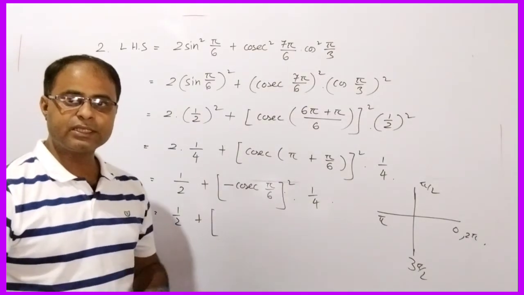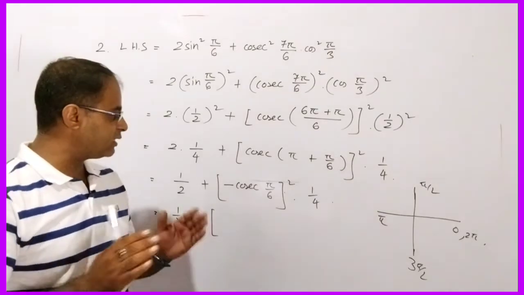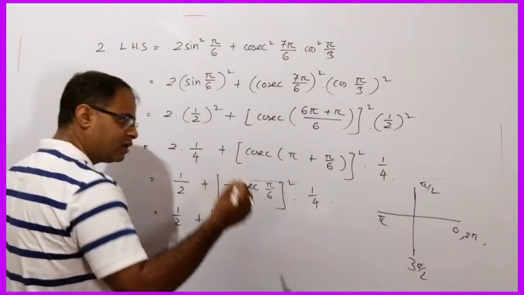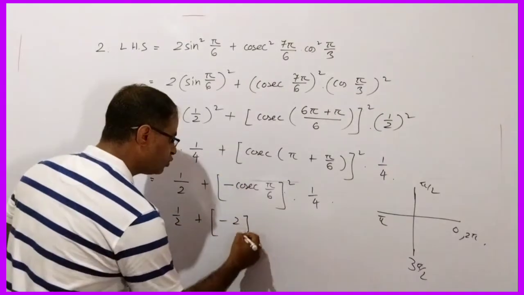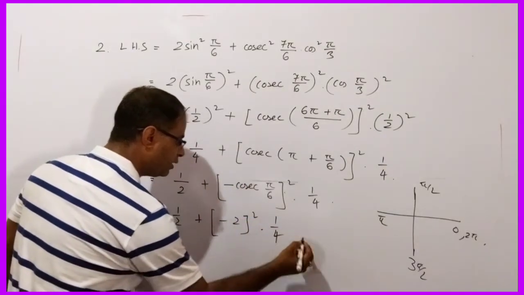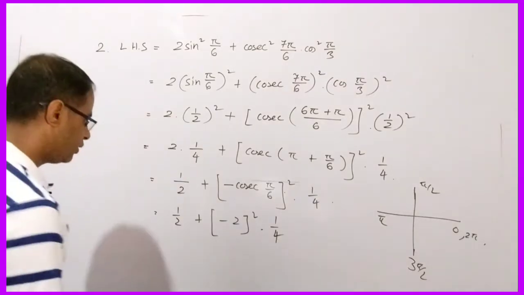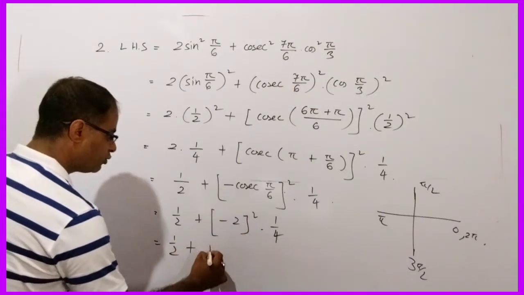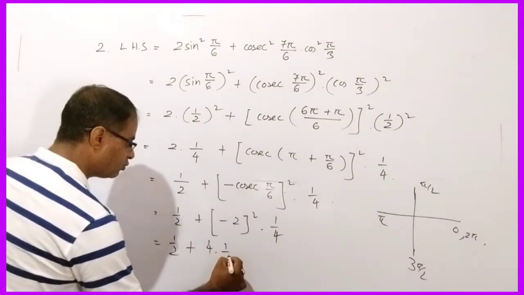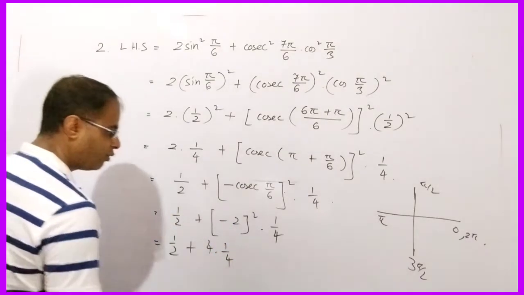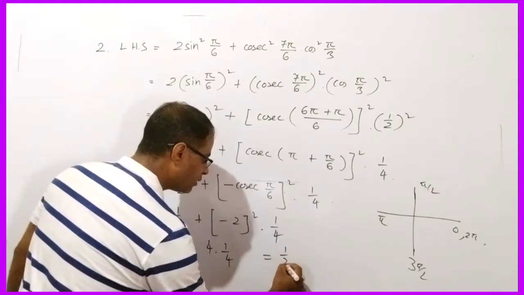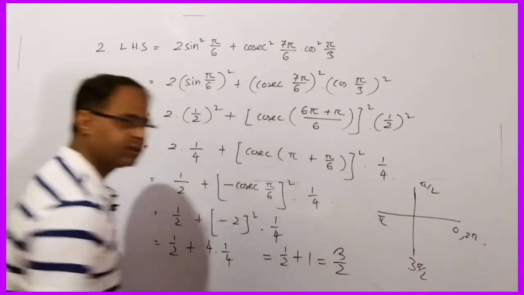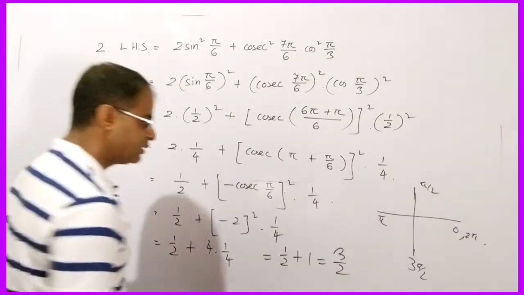Sin pi by 6 means sin 30 degree, and sin 30 degree is half, then cosec 30 degree is 2. That means (1 by half) minus 2 whole square is 1 by 4, which is half, plus (minus 2) whole square is also 4. This is 1 by 4. 4 and 4 cancelled. Half plus 1 and half plus 1 is 3 by 2, which is the right hand side.